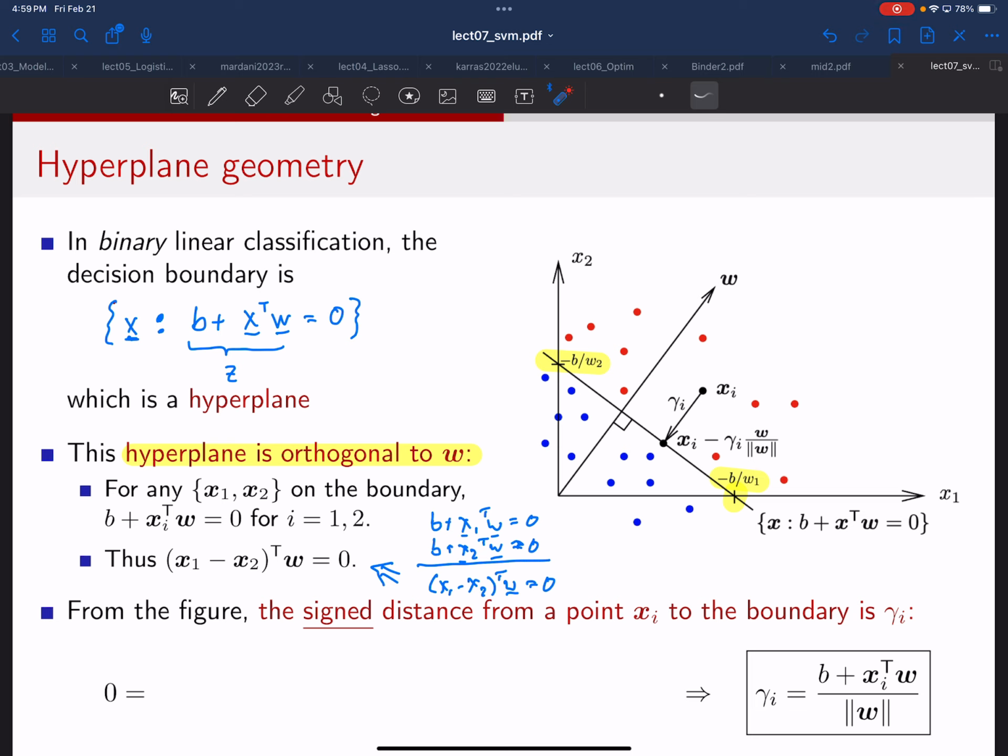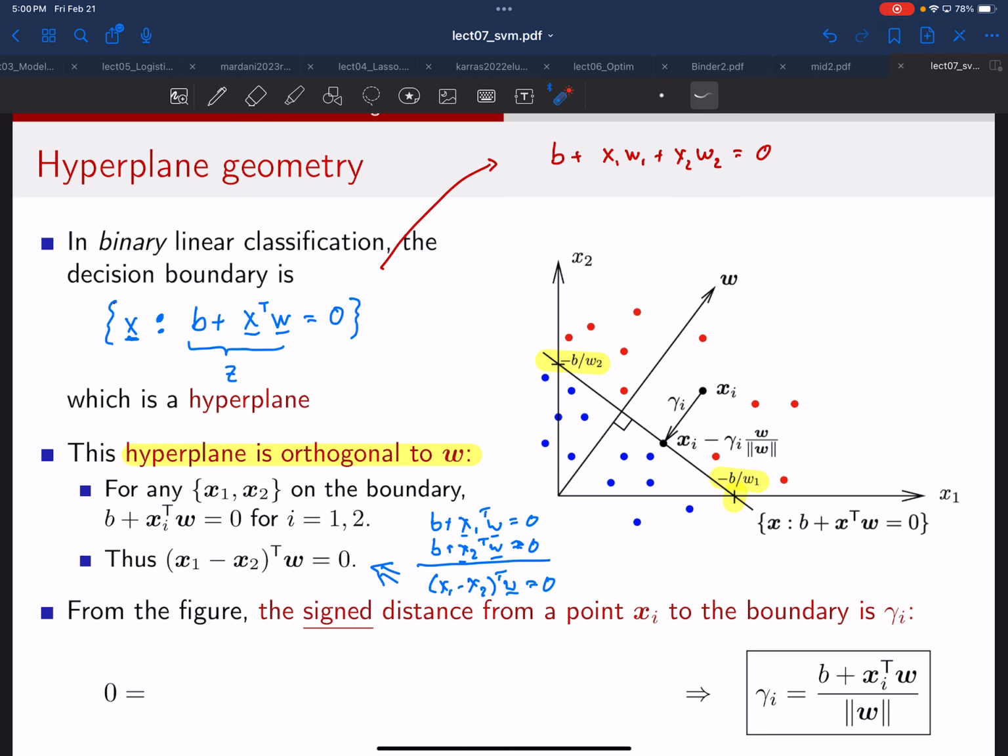So why is that? Again, starting with this equation here, let's expand that out. We have b plus, and now let's look at what's happening in here. x1 and x2 are the coefficients in x, and w1, w2 are the coefficients in w. So if we write that out, we have b plus x1 w1 plus x2 w2 equals 0. That is always the case: for any values of x1 and x2, they must satisfy this when the point is on the boundary.